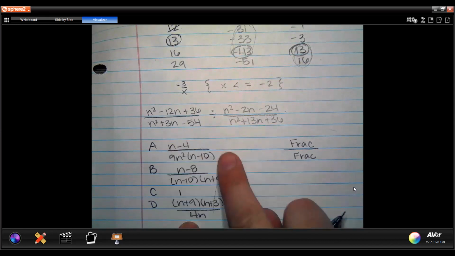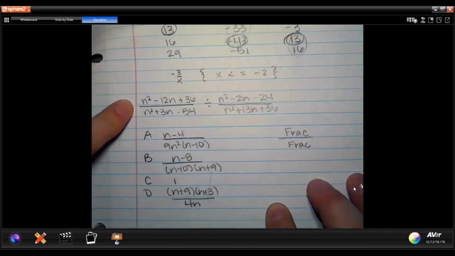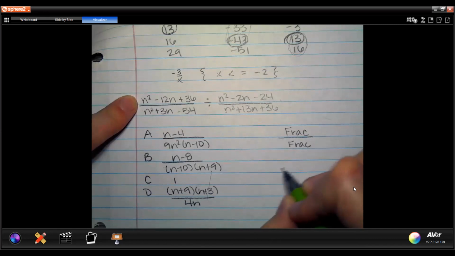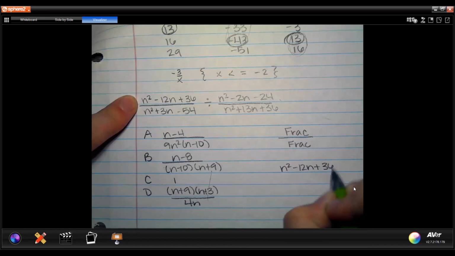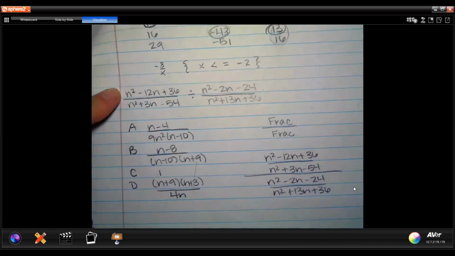So for stuff like this, a nice trick is to write it out ahead of time on your paper so that you know what it's going to look like and so the lines won't confuse you. So this is going to be n squared minus 12n plus 36 over n squared plus 3n minus 54. And then it's going to be n squared minus 2n minus 24 over n squared plus 13n plus 36. That's what it's going to look like.